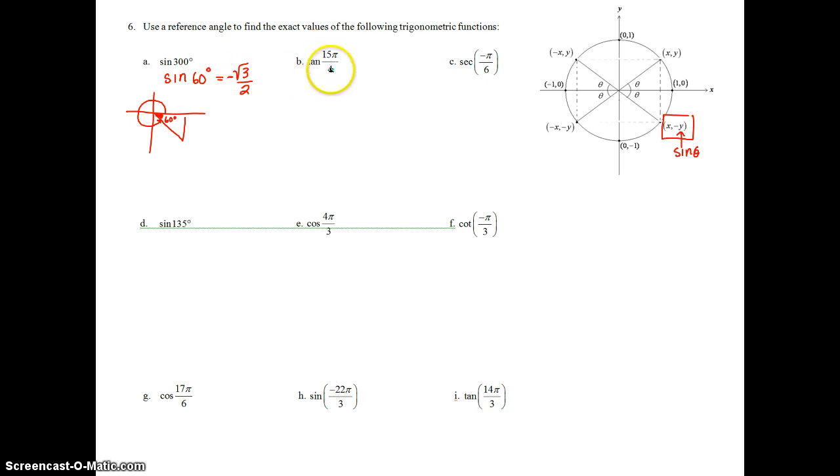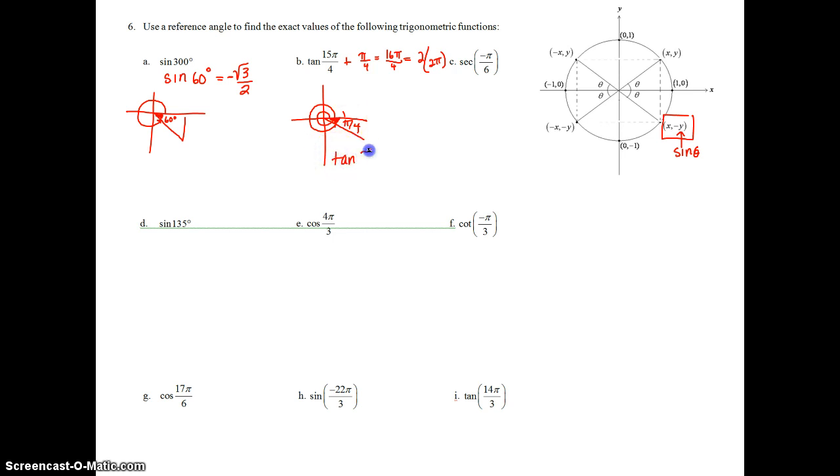How about the tangent of 15 pi over 4? Let's draw that in the unit circle. 15 pi over 4 is one full rotation plus a little bit, almost two full rotations. How much short of the two full rotations are we? Well, we're pi over 4 short. The way I know that is because this is 15 pi over 4, and if I added one more pi over 4, that would get me to 16 pi over 4, and that would be two rotations of 2 pi. So I know I'm pi over 4 short. So that's my reference angle. That's how far away I am from the x-axis.